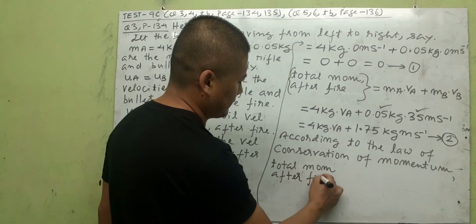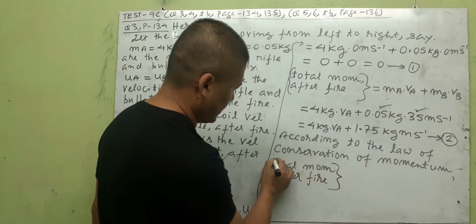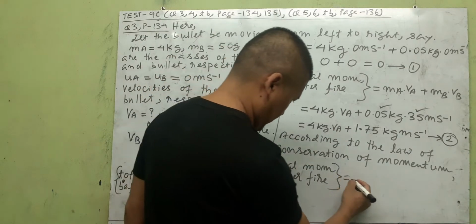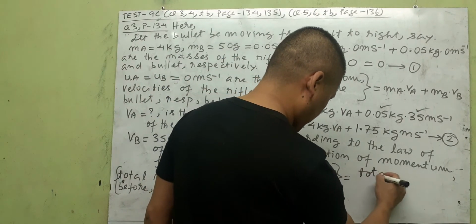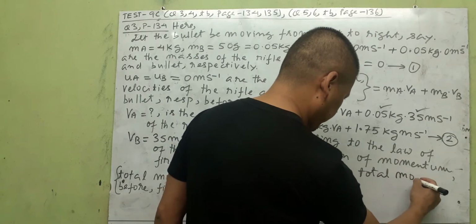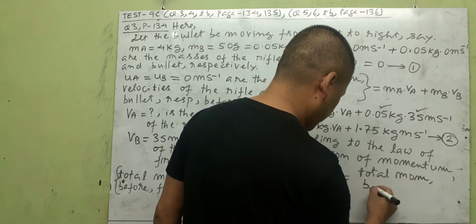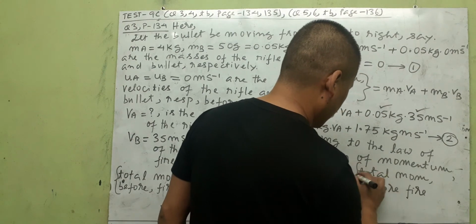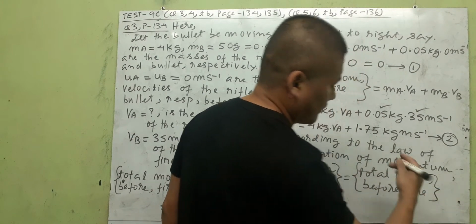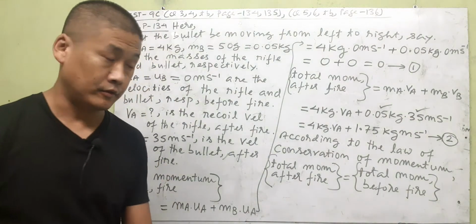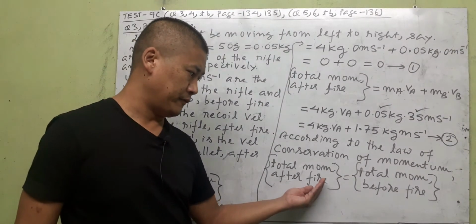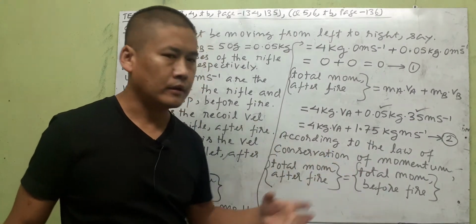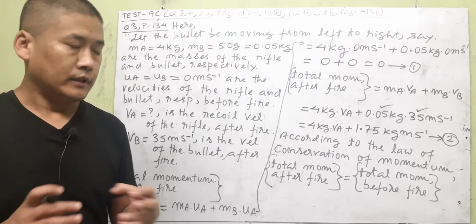After fire I'm writing first, because the quantity we want, recoil velocity, is the after-fire value VA. It is equal to the total momentum before fire. That is the law of conservation of momentum. Momentum cannot be lost or created. Whatever momentum was there before fire and the total momentum of the gun and the bullet after fire is going to be totally the same, right?